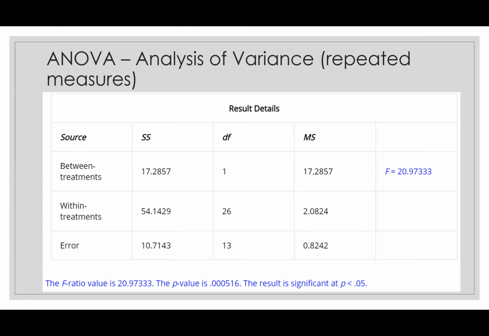This is a one-way ANOVA with repeated measures, and you get a very similar outcome or output, right? But in this case, it's just the same participants. So again, we're looking at a classroom that has taken the test multiple times, and then we're comparing those different test scores. So here we have the F ratio of about 21, and this of course is significant because the p-value is less than 0.05.